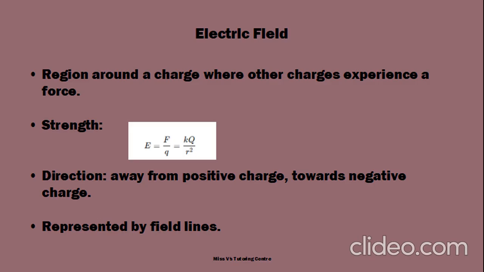Now we look at the electric field. Imagine every charge is like the sun. Around it, it creates a force field, which is an invisible space where it can push or pull other charges. The closer you are, the stronger the pull or the push. The field direction is away from positive charges and toward negative charges. Field lines are like a map of how a test charge would move.